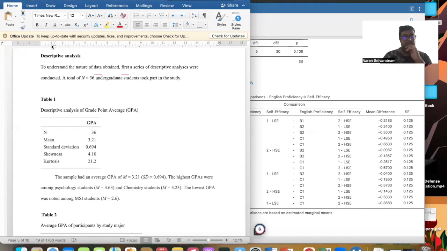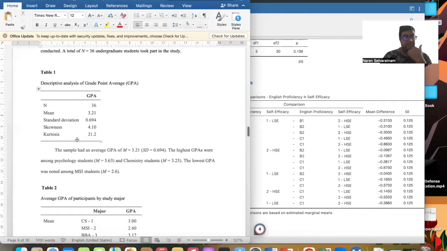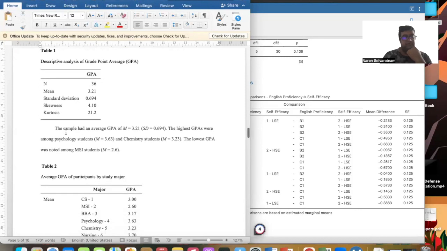So here I have started with descriptive analysis to understand the nature of the data obtained. First, a series of descriptive analyses were conducted. A total of 36 undergraduate students took part in this study. This is the GPA calculations for the total variable. The sample had an average GPA of 3.21. The highest GPAs were among psychology students and chemistry students. Now we got 3.2 and 3.29 as our GPAs.